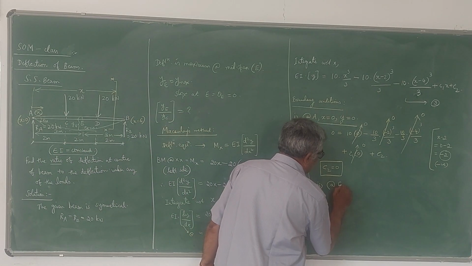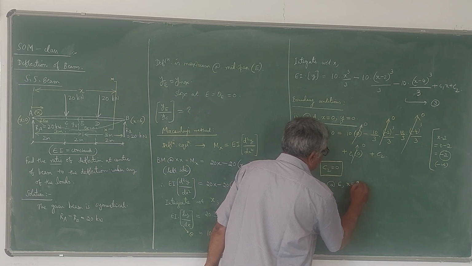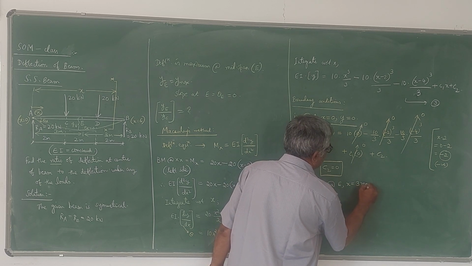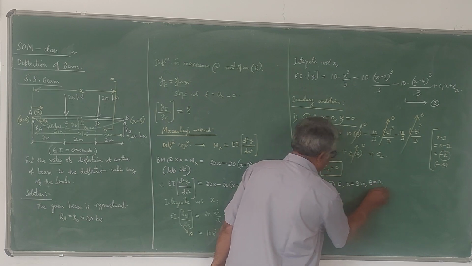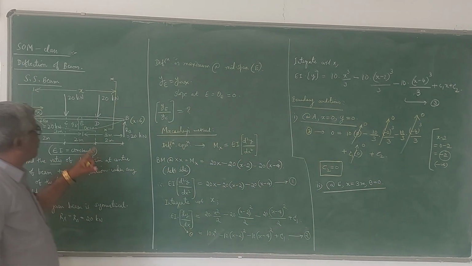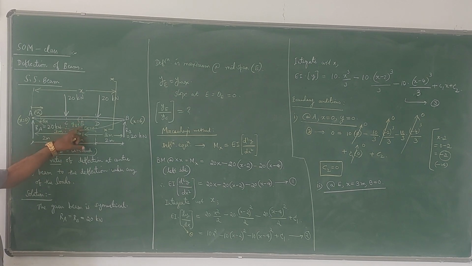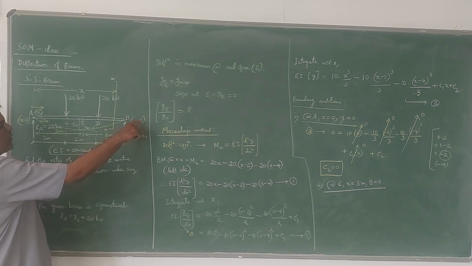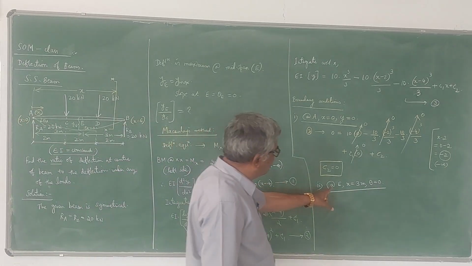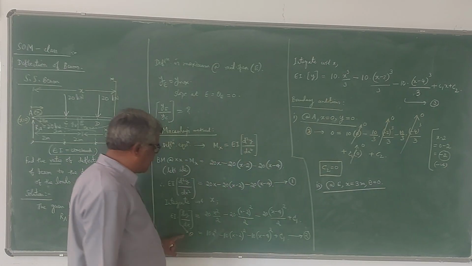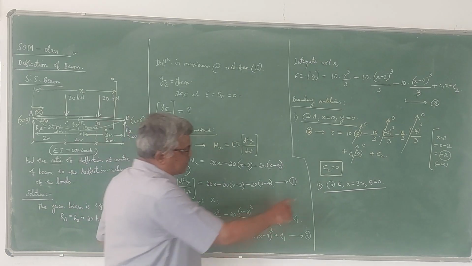That is, at E, x is equal to 3 meters, but theta is equal to 0. This is very important. The slope is 0 at point E. If you draw a tangent, it will be parallel to the axis, so theta will be 0. This condition we have to use in equation 2, because equation 2 is the slope equation.